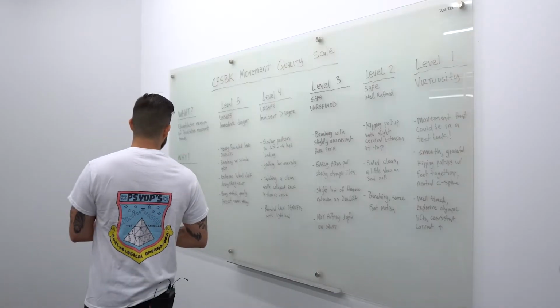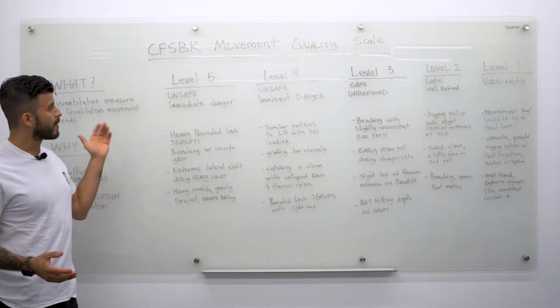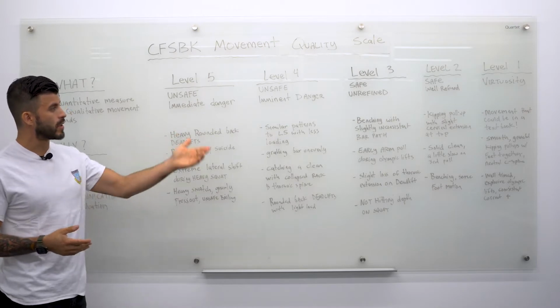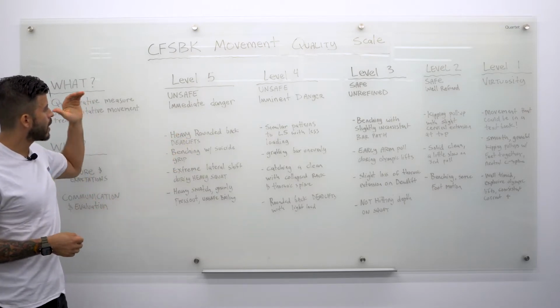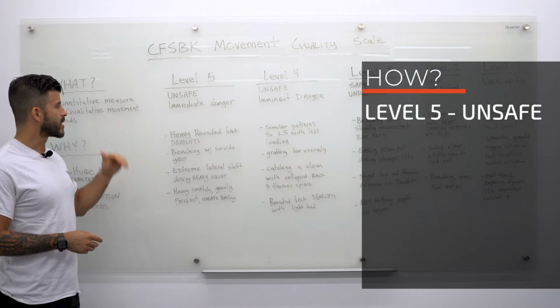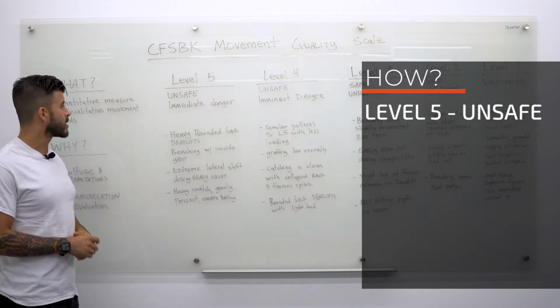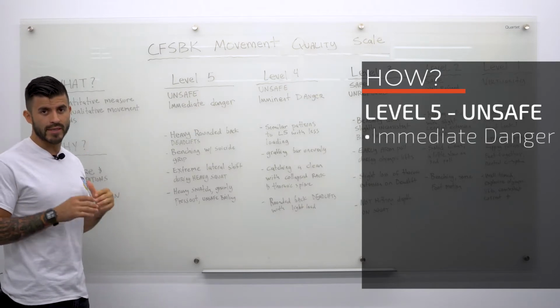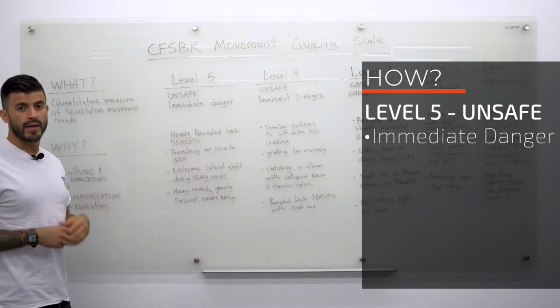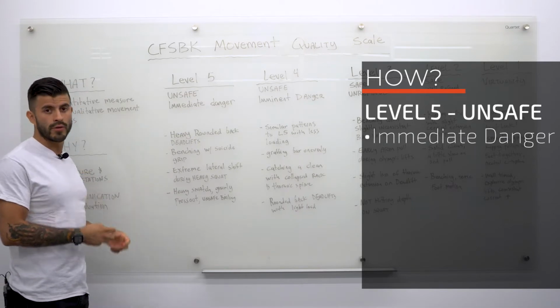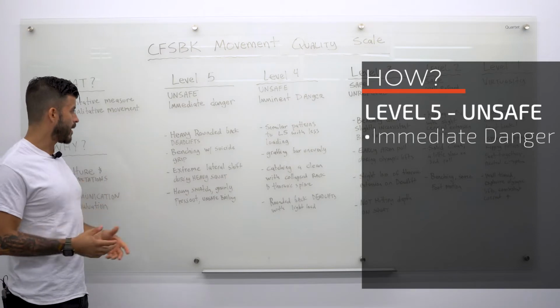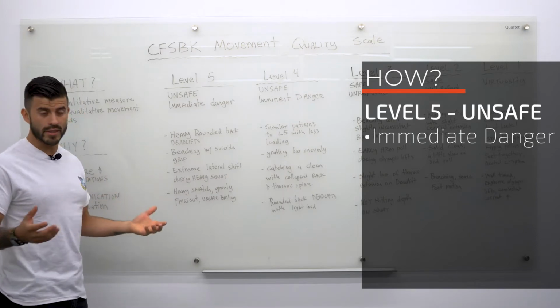All right, so let's talk about the scale. Like I mentioned before, we have 5 levels here, with 5 being the worst, 1 being the best. At level 5, we have unsafe movement, which is an immediate danger to the athlete. So this is like a fire that needs to be stomped out immediately, okay? Things that happen in your gym which could cause acute, immediate injury, pain, etc. to one of your members or even somebody else.